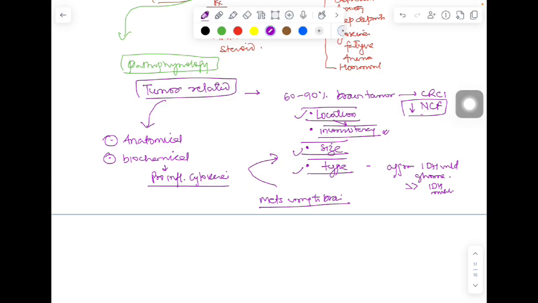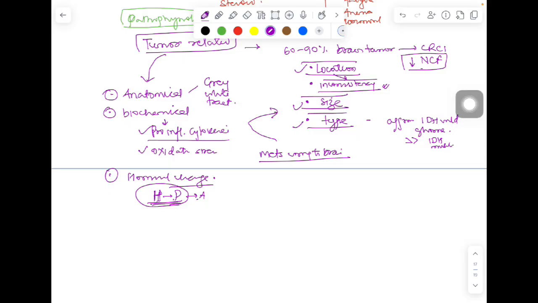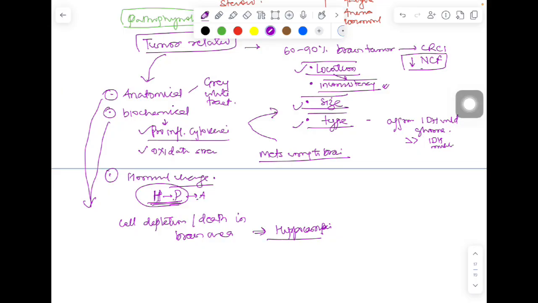Now, so this anatomical distortion of gray matter, white matter, tract compression, then biochemical factors, cytokines, oxidative stress, and obviously hormonal change. So we have the hypothalamic-pituitary axis, the hypothalamic-pituitary-adrenal axis. Based on this anatomy and biochemistry, they lead to cell depletion or death in brain areas, and the susceptible one is the hippocampus. So these all lead to the cognition problem.